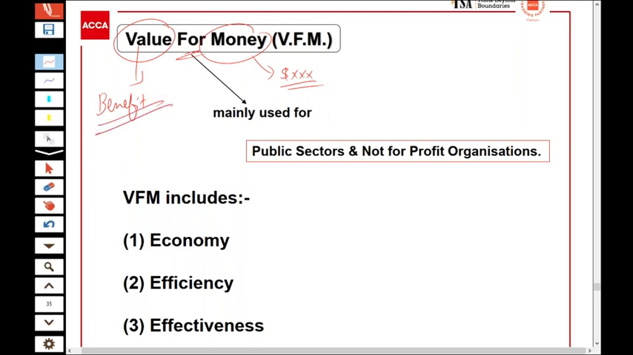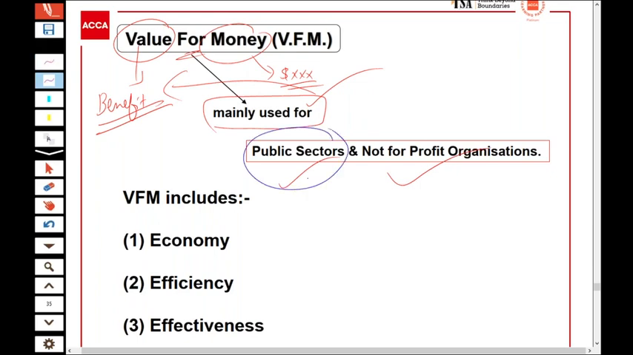That means there is no benefit from that money which you had invested or you have spent. If no benefit, there is no value for that money. That means use your money, use your amounts, use your money which gives you the benefit, and it is mainly used for the public sector and not-for-profit organization.